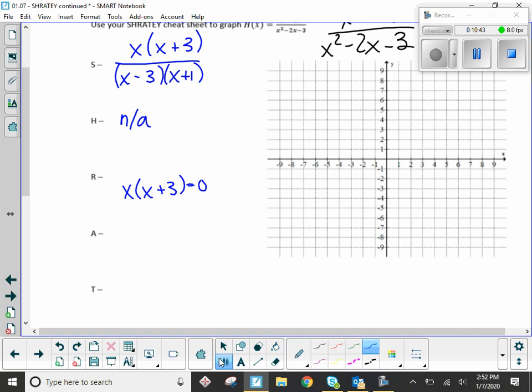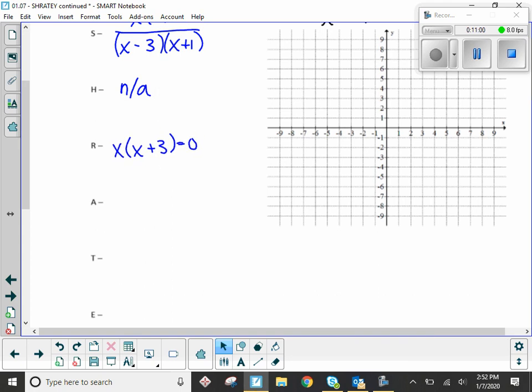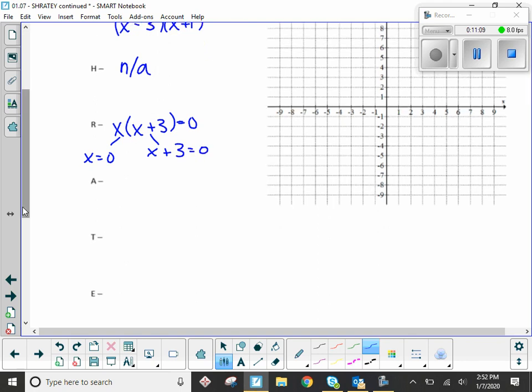So I've got x times x plus 3 equals 0. If you remember from factoring last semester, your zero product property says, once you get it in factored form and it equals 0, you take each of those factors and break them up into their own baby equations that equal 0. So x equals 0 and x plus 3 equals 0. And then you solve those. One doesn't even need to be solved because it's already done: x equals 0, nothing else to do there. But on this one, you have to subtract 3 from both sides, and I get x equals negative 3.